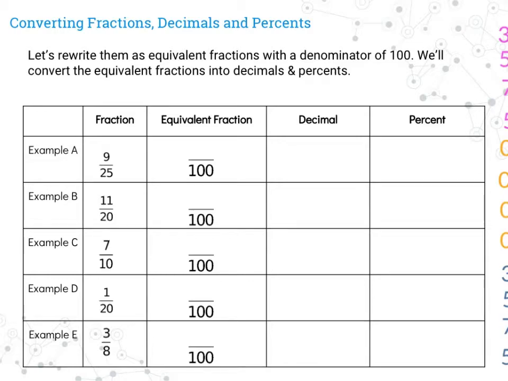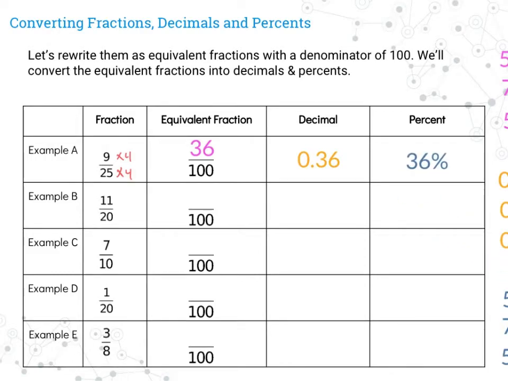So let's start with 9/25. So I know that 25 times 4 gives me 100. So I'm going to just do 9 times 4 to give me the top, and 9 times 4 is 36. So that's easy enough. I've got 36 hundredths. So I can easily turn that into a decimal because I know I have 36 hundredths. So I'm going to put the 36 in the hundredths place. And then that can easily be converted, because I know that 36 out of 100 is going to be 36%.